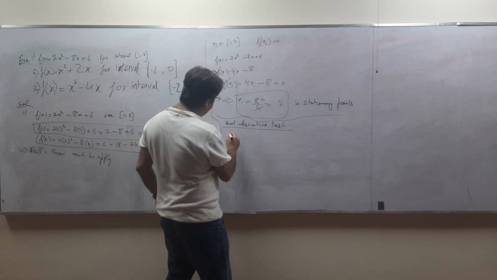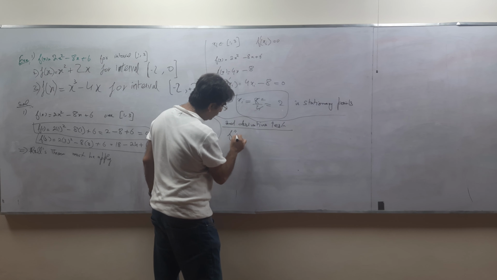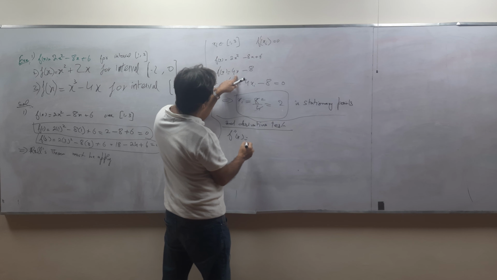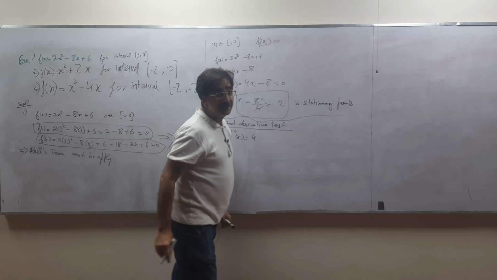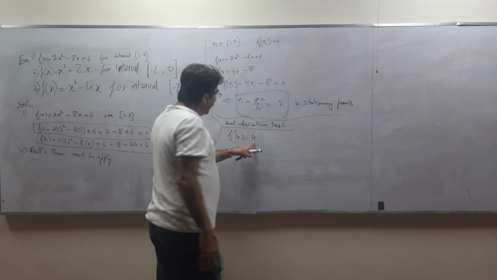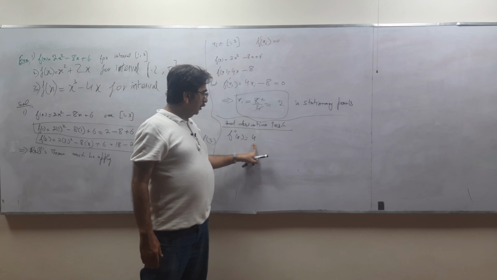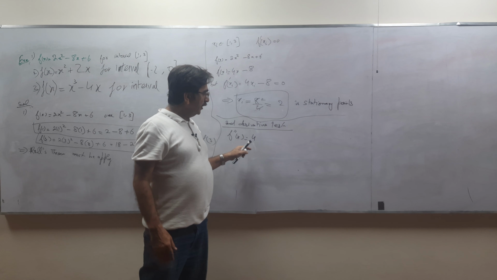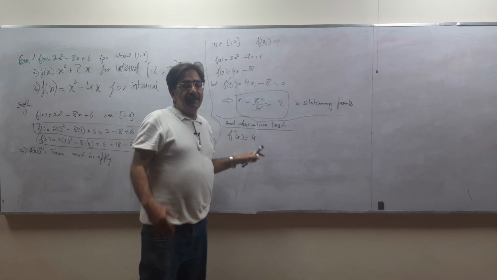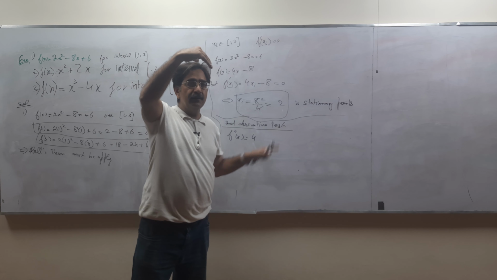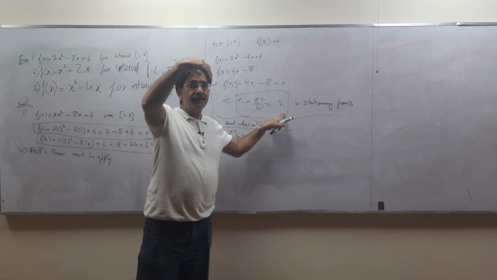Now take the second derivative. What will be the second derivative? That will be 4. Okay, the second derivative is 4. So the value is positive, meaning the function is increasing. So this will be a minimum point.